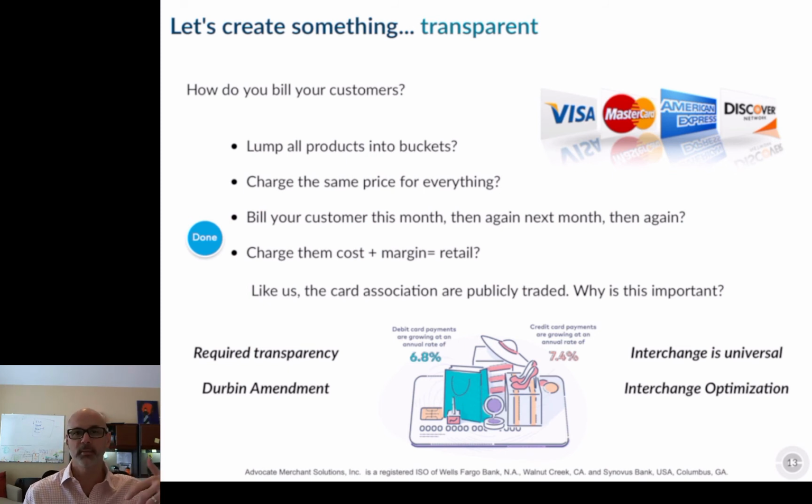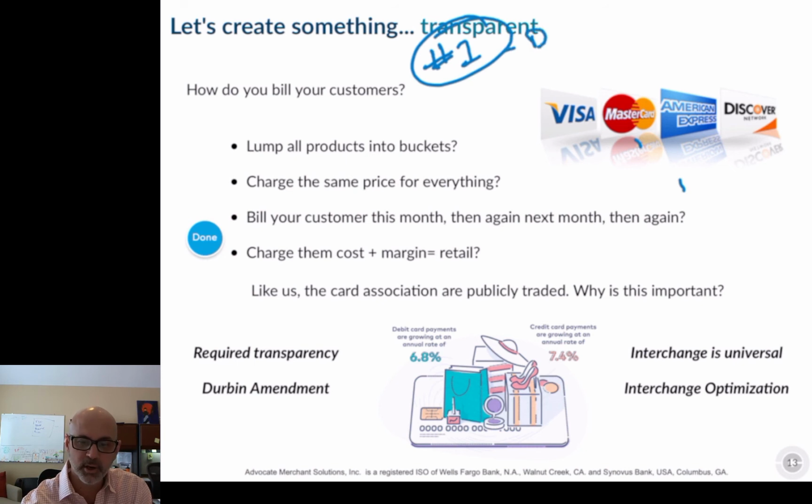So Durbin picked it up. This is part of the Wall Street Financial Reform Act of 2011. They said, here's what we're going to do. We're going to look at the number one transaction in the U.S. And the number one transaction in the U.S. is actually a debit card.